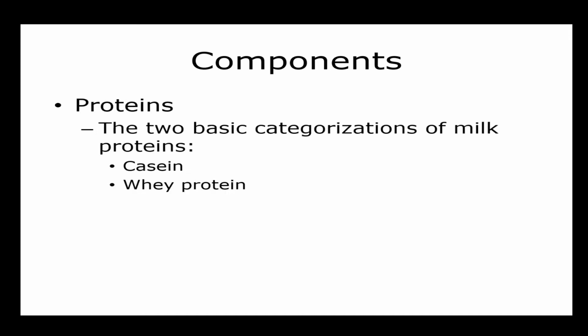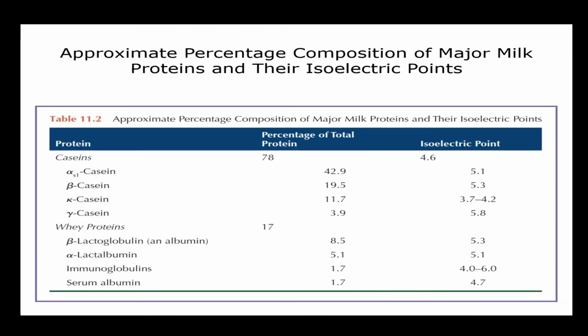Talking about the next component, which is protein. There are two types of protein that mainly make up milk: casein protein and whey protein. Casein protein is present at around 80%, and the remaining 20% is whey protein. So let's talk about the composition of casein and whey protein, and what each includes.